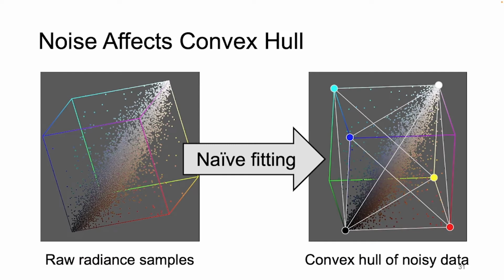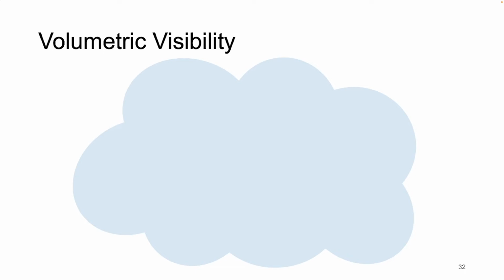Unfortunately, directly fitting a convex hull to such noisy RGB data results in a palette with extreme colors, leading to low-quality stylization results. We address this issue by weighting each radiance sample by their volumetric visibility.